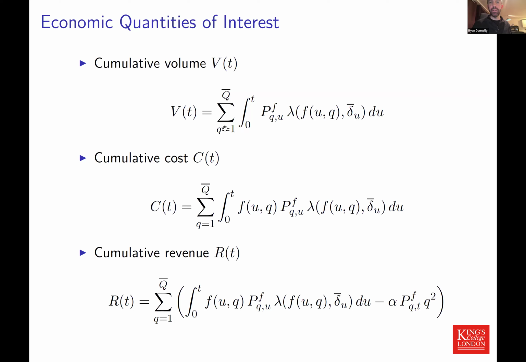And then if you just add this up over all possible values of inventory Q, you get the total cumulative flow of inventory that has occurred from time 0 to capital T, or 0 to little t, the way it's written here. Okay. You could also write down an expression for the cumulative cost.